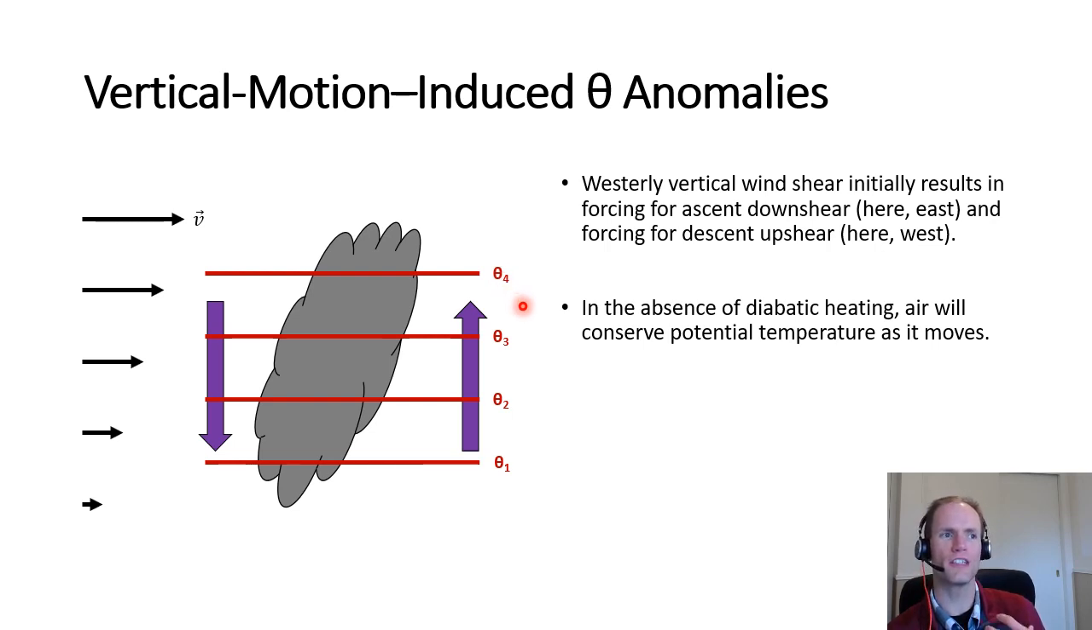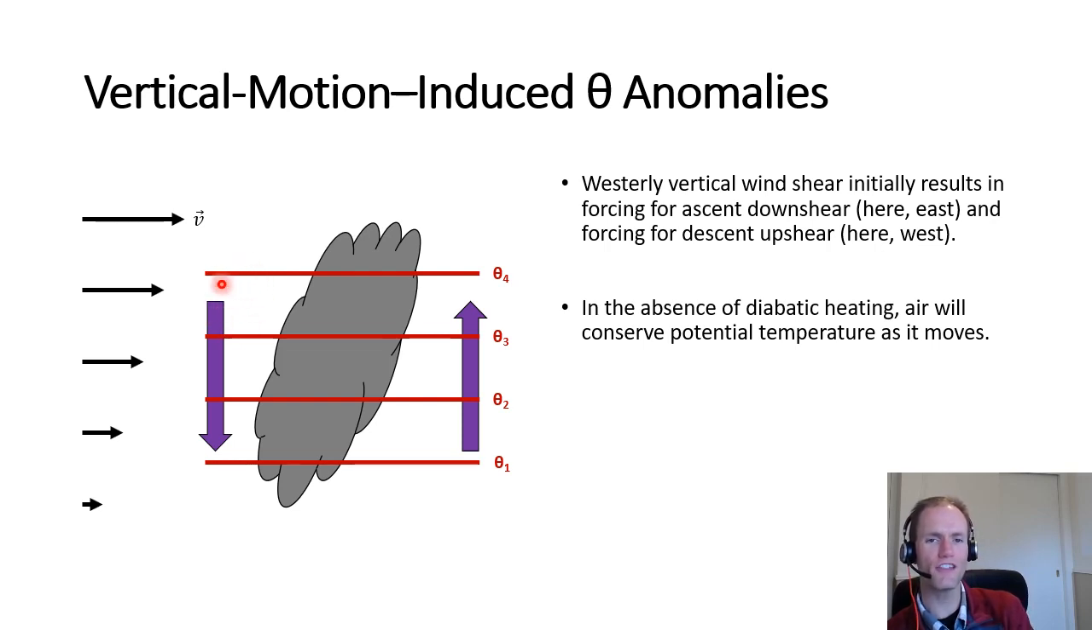These are depicted such that potential temperature increases as you go upward, the common situation within the atmosphere. So if you have ascending motion here to the east, air that starts out at theta 1 is going to try to maintain theta 1 in the absence of diabatic heating as it goes upward. So it's going to try to tilt these lines upward on the right side.